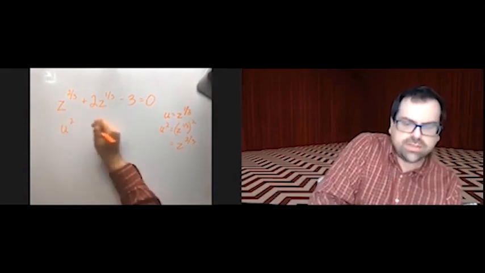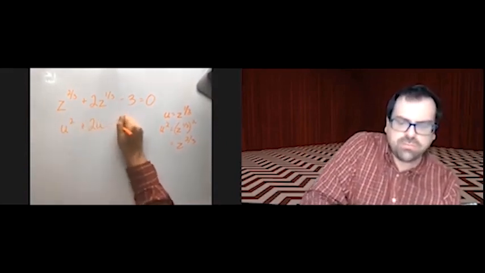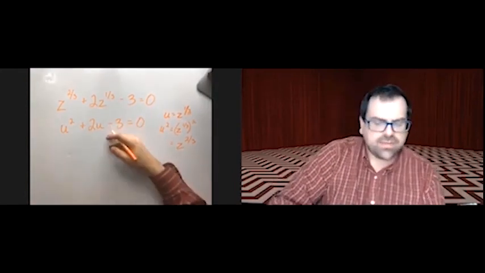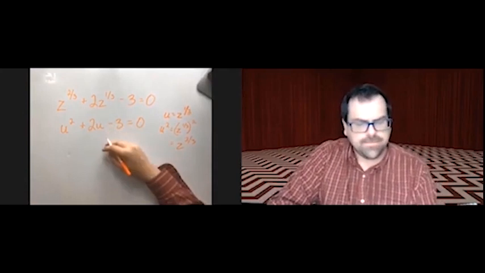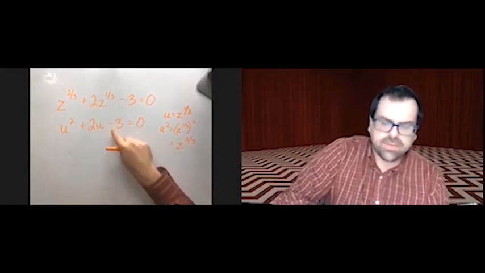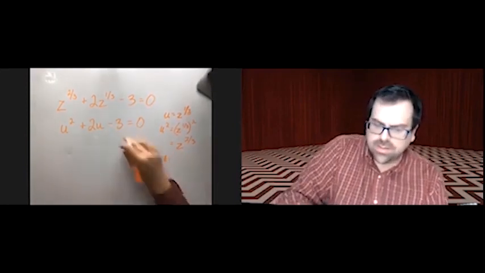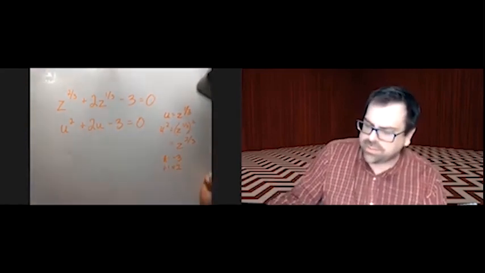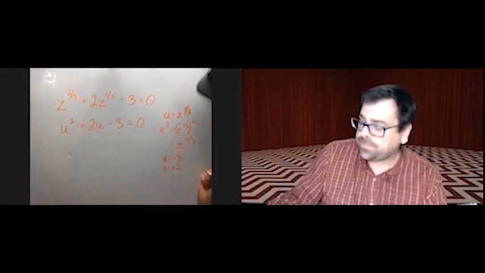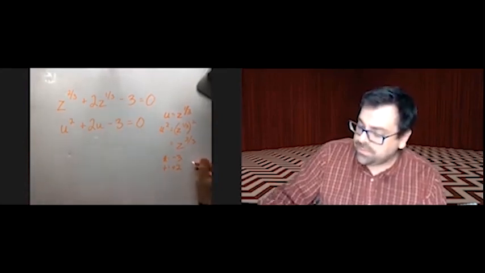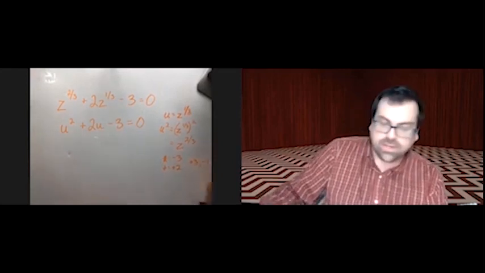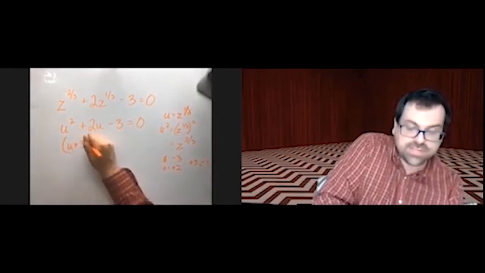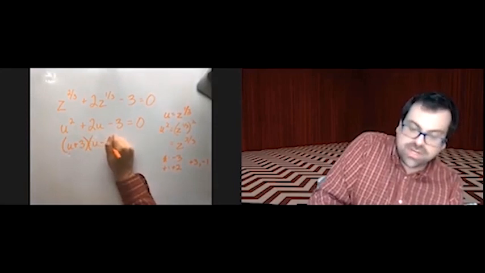So this is u squared plus 2u minus 3 equals 0. And again, we can solve this. We can factor this. We need numbers that multiply to negative 3, that add to positive 2. These numbers are positive 3 and negative 1. U plus 3, u minus 1.